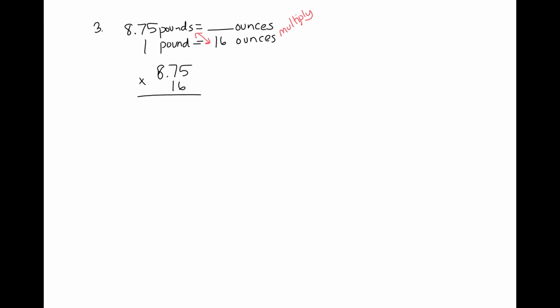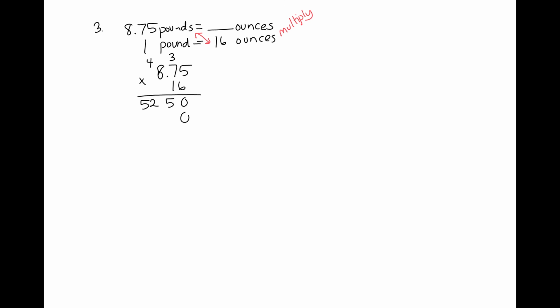And now I'm ready to multiply. Remember, when you're multiplying decimals, forget about the decimal to begin with. Let's just multiply regularly. 5 times 6 is 30. 7 times 6 is 42. 42 plus my 3 that I've brought up is 45. 8 times 6 is 48. 48 plus that 4 is 52.